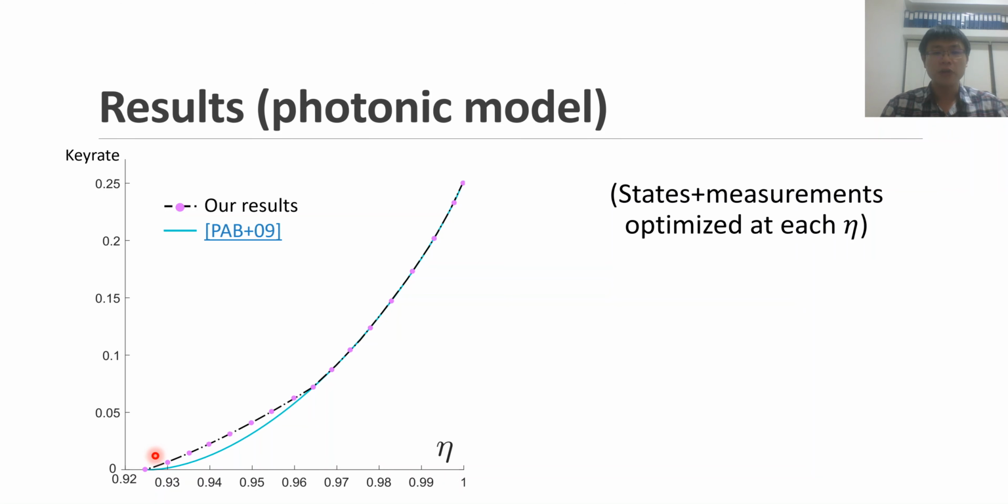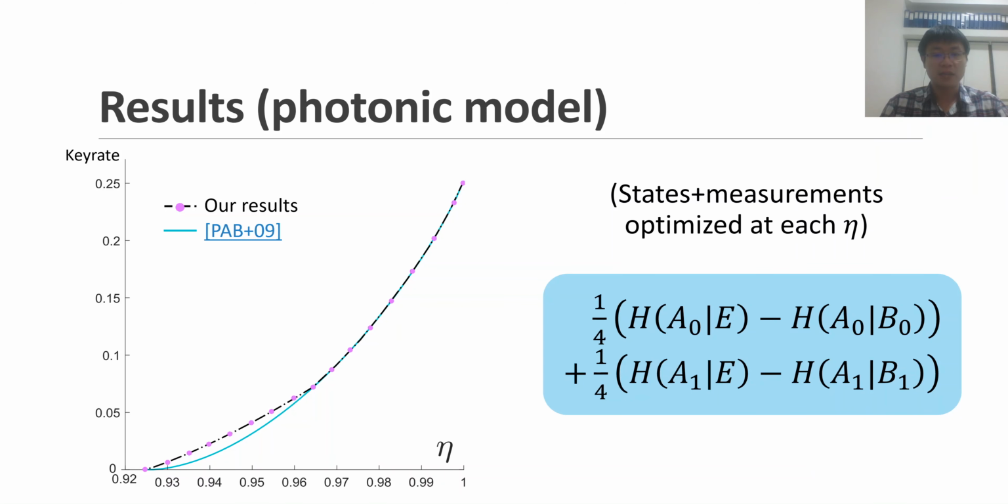So for photonic models, it seems like our approach does provide some improvement to the key rate, but it doesn't seem to change the threshold efficiency at which a positive key rate is achieved. In order to see why this might be happening, we have to go back and look at the original expression for the key rate when you have uniform basis choices.